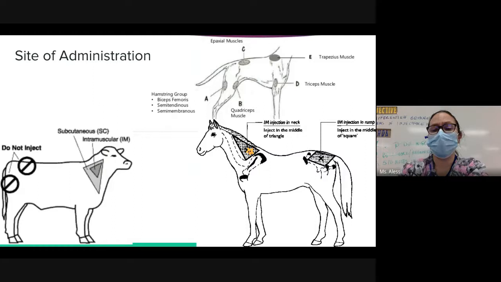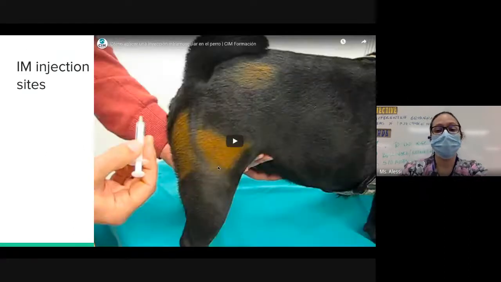And then in your horses, for IM, you can have that nice rump area, so you can inject there, and then you can also give into that neck. But you do need to be careful in your horses. You have their spine, and this is their ligament for their neck as well. So you just got to be mindful of where you're poking and prodding there, but we'll see a video on it. So this is a great video.